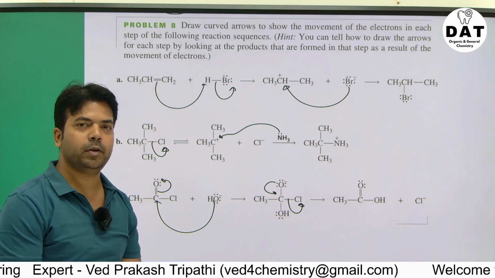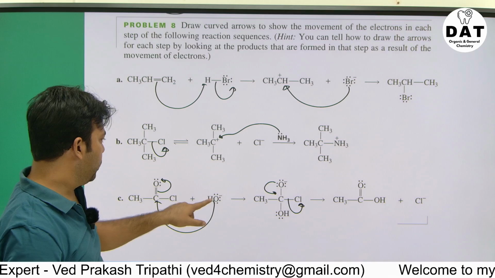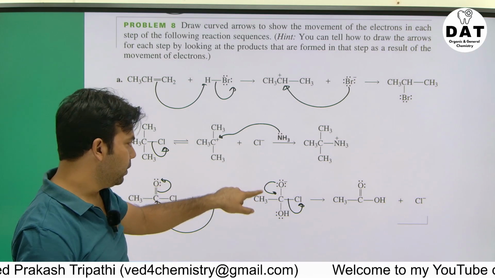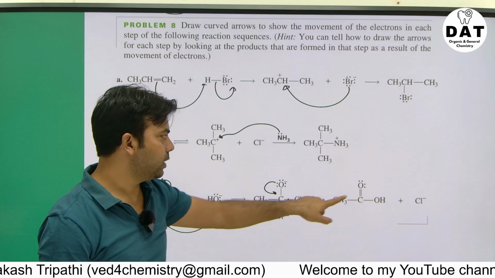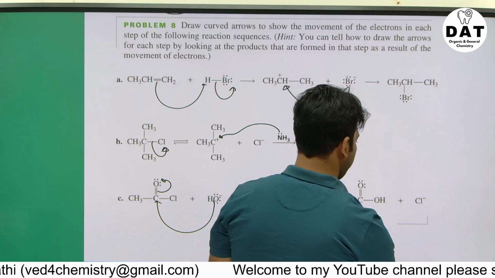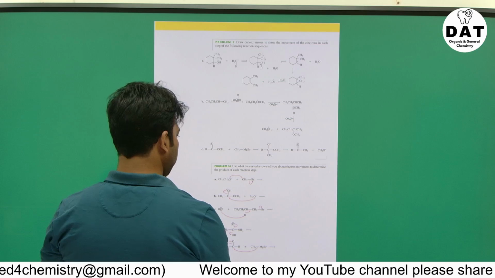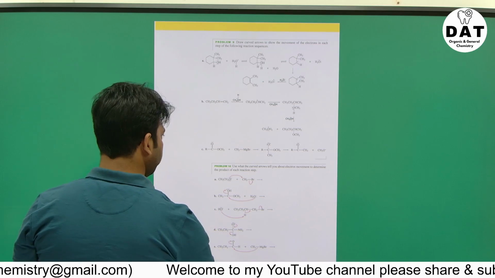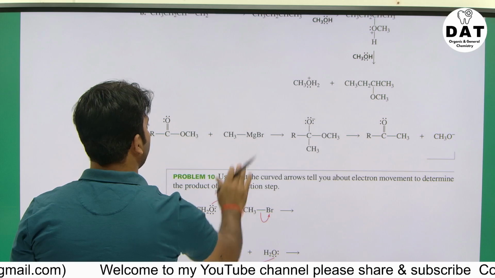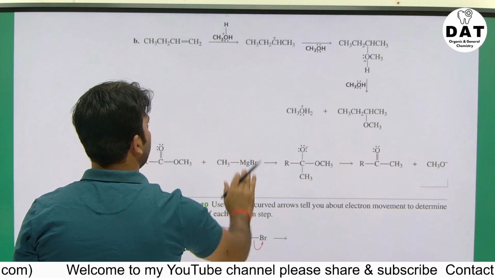Again, take your time and try to understand this. OH attacks this carbon. This bond is O minus. O minus reverts the electron. Cl leaves as a leaving group. This is the last page. This is one of the most beautiful arrow pushing.